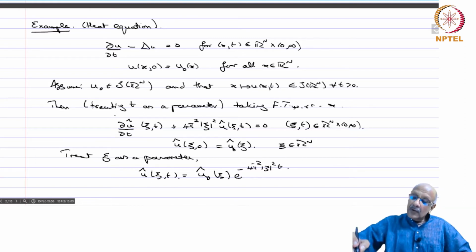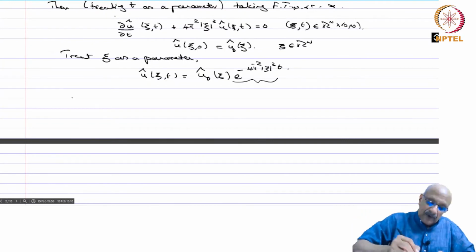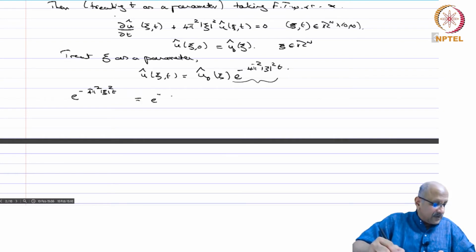Okay. So now we want to recall two facts. One is, if you have the product of two Fourier transforms, that is the Fourier transform of the convolution. And secondly, we know that e power minus x square has e power minus pi square mod xi square as its Fourier transform. So now we are trying to write this as the Fourier transform of a suitable function. So let us do that. So e power minus 4 pi square mod xi square t is equal to e power minus pi square into 2 root t mod xi square.